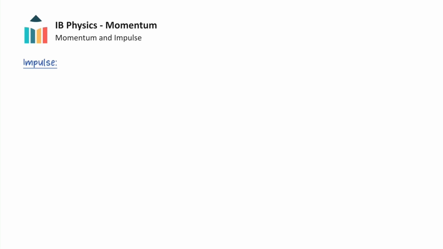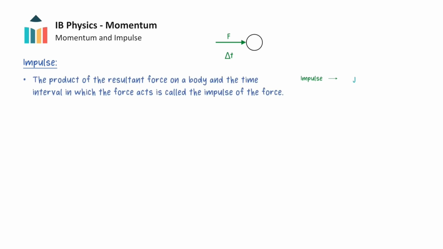We will now define a quantity closely related to momentum called impulse. If a constant resultant force F acts on a body during a time interval delta t, the impulse of the resultant force, denoted by J, is defined as the product of the resultant force F and the time interval delta t. Impulse is a vector quantity with the same direction as the resultant force and has units of Newton seconds.